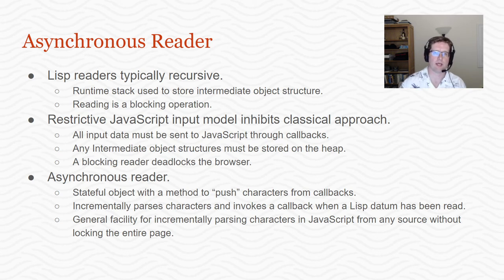So in JACL, what we do is we have an asynchronous reader abstraction, which is a stateful object. You instantiate one of these asynchronous readers, and it has a method for pushing characters into it. Every time you call the method and push characters, it parses internally, incrementally. So it's an online incremental parser. And when it has accumulated a data structure, whether that's a list or a symbol or whatever, it will invoke a callback with that data structure.